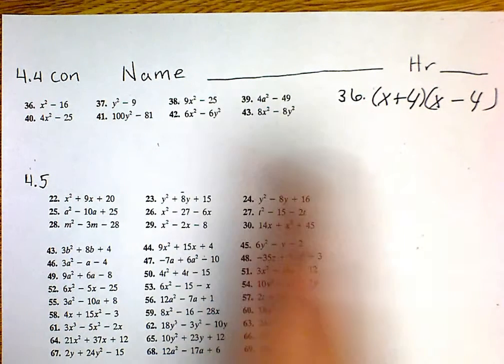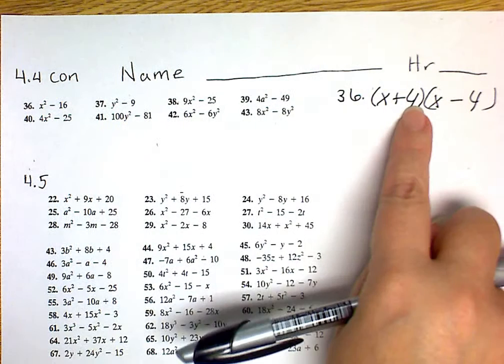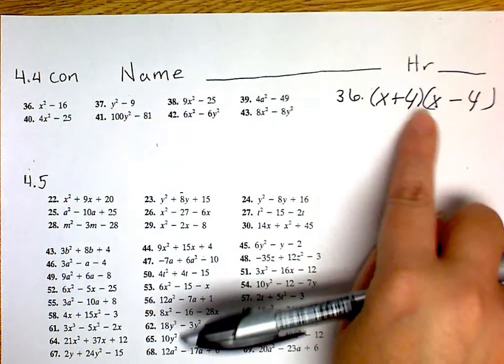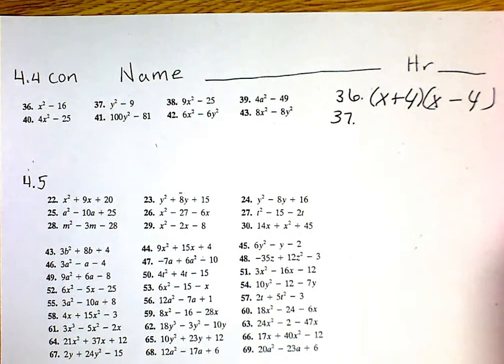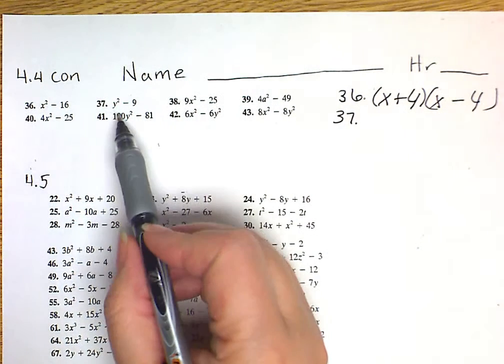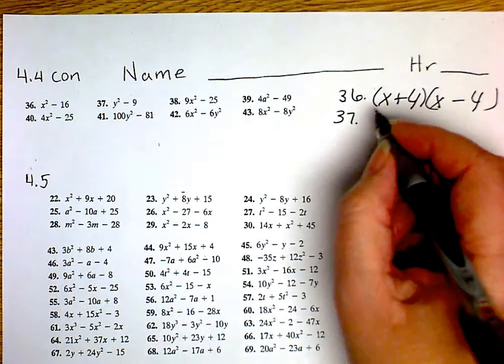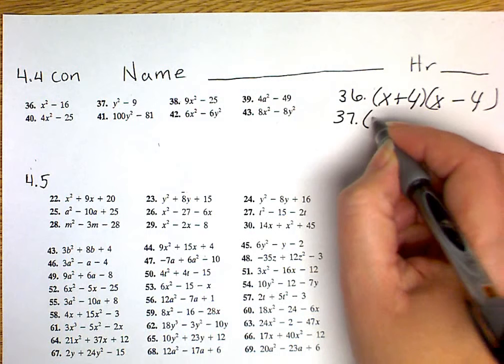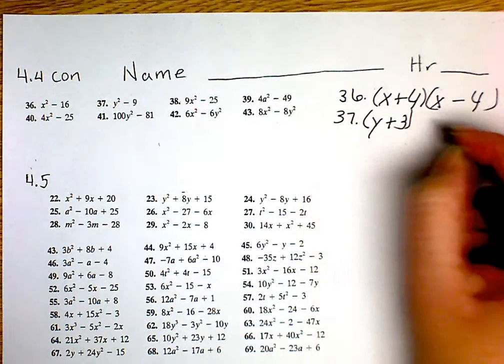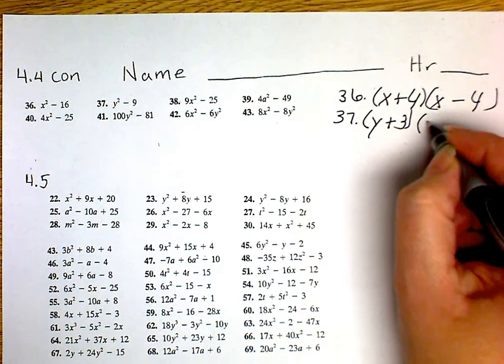Now, the reason why this works is because it would drop the middle out, right? So 37 then, what would be the answer? The parentheses with the x plus 3. So y plus 3, or y plus 3, and then y minus 3. Very good.